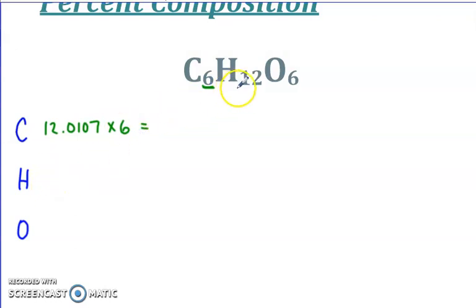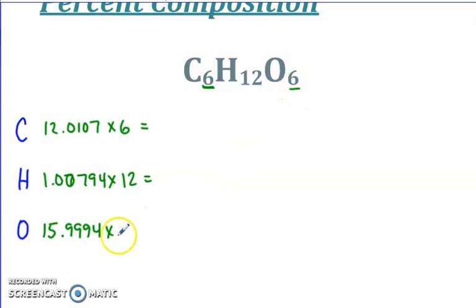And we've got hydrogen, 1.0794, and we're going to multiply that one times 12. And we've also got oxygen, and oxygen has got 6 of those also. So it's got 15.9994, and we're going to multiply that by the 6 again. 6, 12, 6, 6, 12, 6. That looks great. So take a moment here and calculate those and come right back.